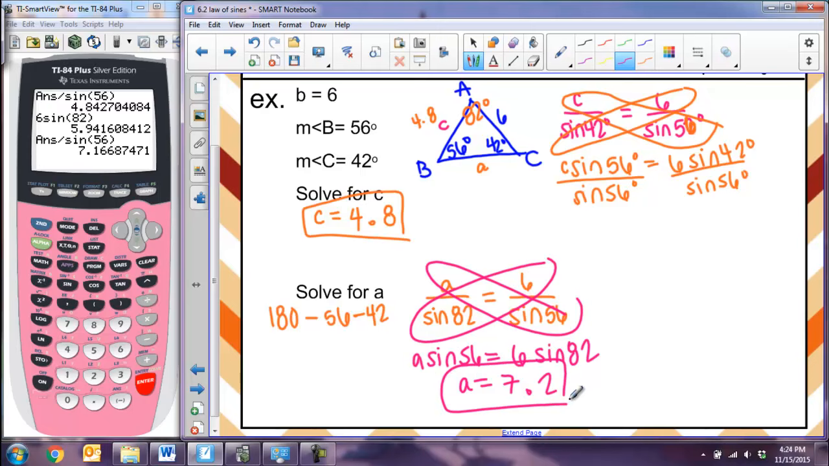And that's all there is to the law of sines. There are going to be a couple of special cases where we cannot get just one triangle using the law of sines, but we will deal with that tomorrow. Just know how to set up your proportion and draw that triangle.